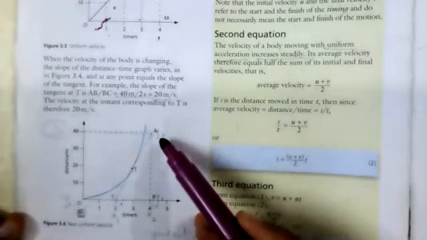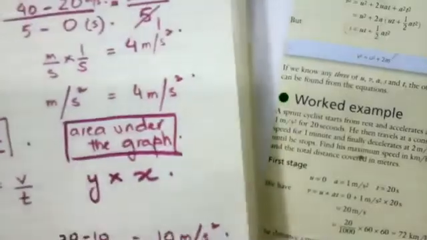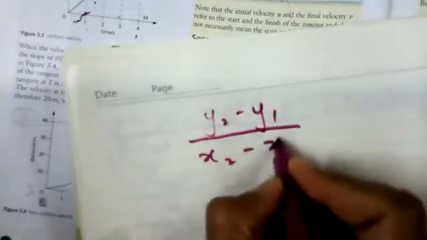Now, y2 minus y1. What is y2? 40. Y1, 0. Now, x2, 4. X1, 2. If you calculate it, I have done this calculation here. That's how they have calculated the velocity at point D, and basically they are calculating gradient, but in this case gradient is velocity. So y2 minus y1 divided by x2 minus x1.